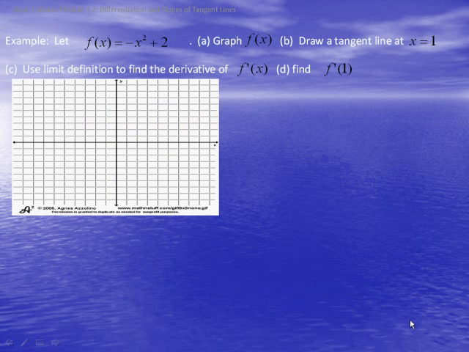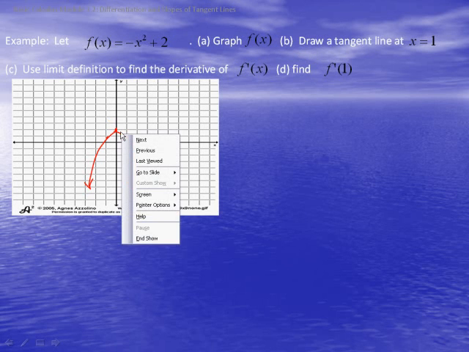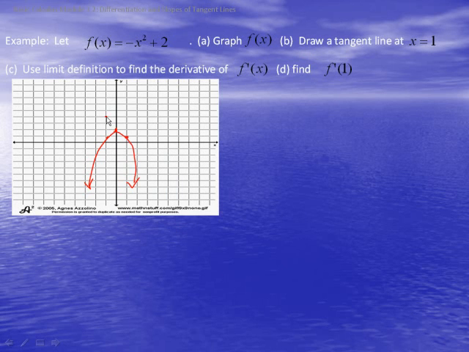Okay, we're going to let f of x equal negative x squared plus 2. The first thing we need to do is graph f of x. Using our functional notation or graphing utility, we can tell that this is going to be a parabola, upside down because of the negative. The second thing they're going to ask us is to draw a tangent line at x equals 1. So right here, we'll draw a tangent line.